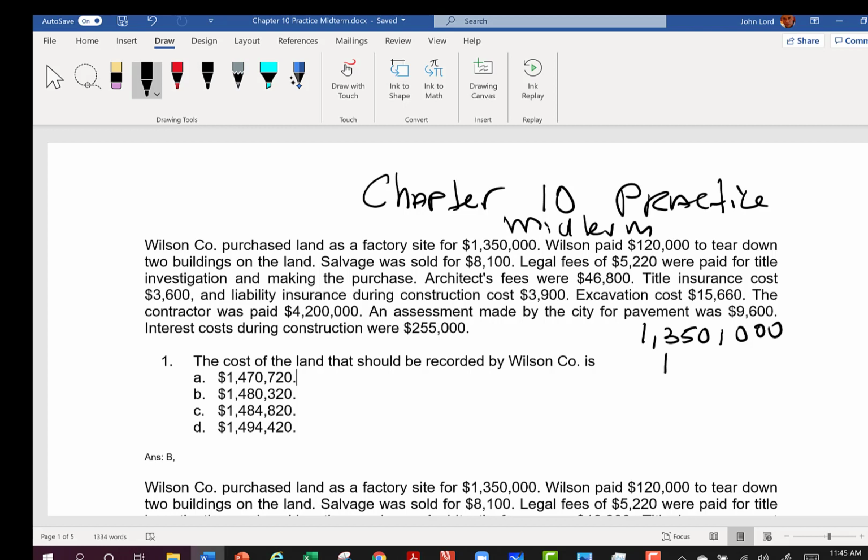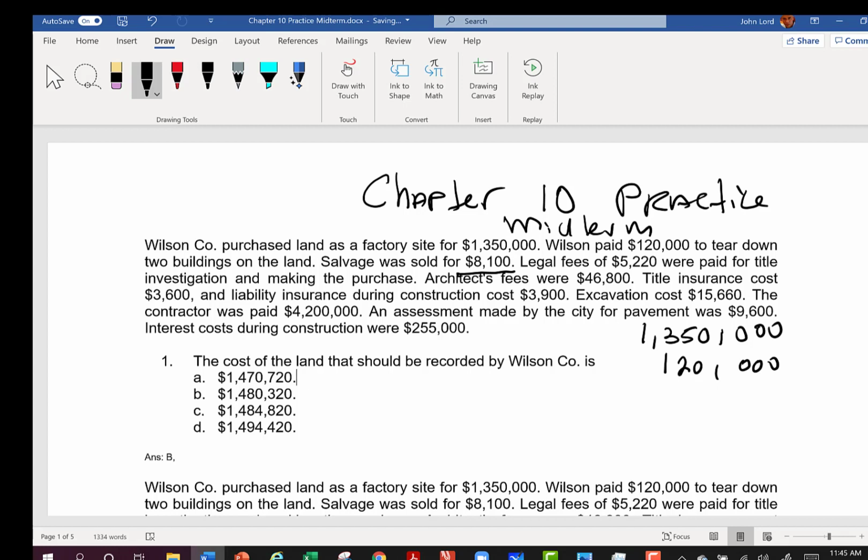So since that's part of the cost of getting that land ready to build that building on it, I've got to bring that in. Now they tell me that the salvage from the building was 8,100. So they sold, and remember, I think I give the silly example in our lecture for chapter 10.